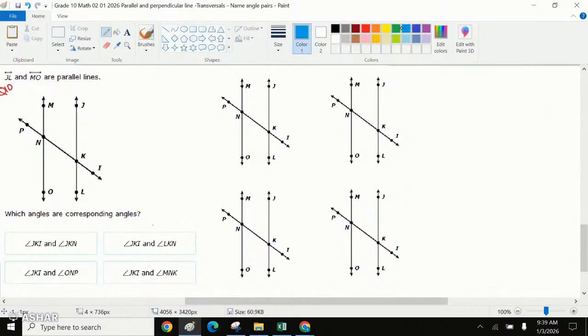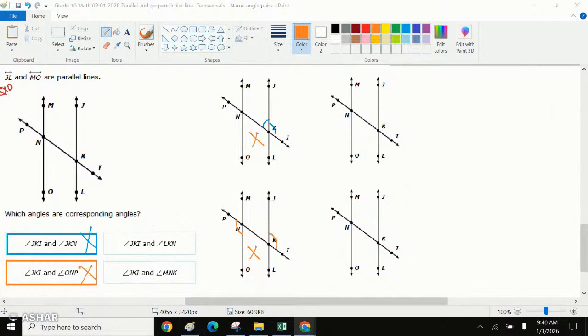Let's look at JKI and JKN. JKI and JKN are not corresponding because we don't have formation of an F, right? The next one we have is JKI and ONP. No formation of F. Still no.